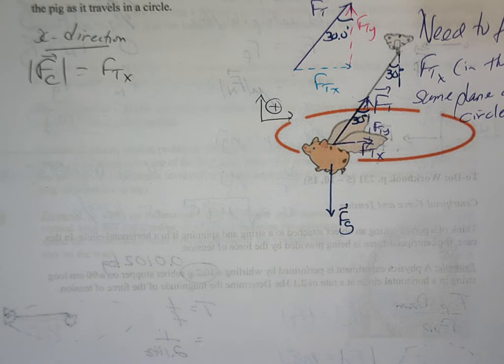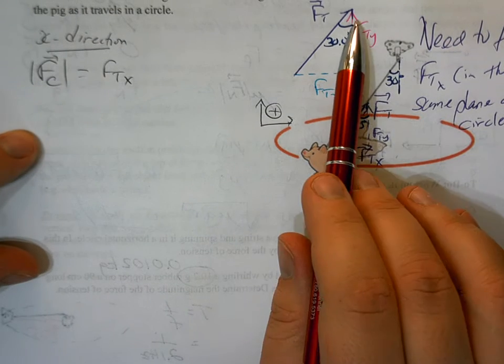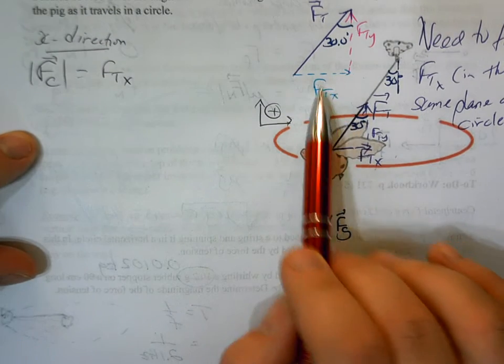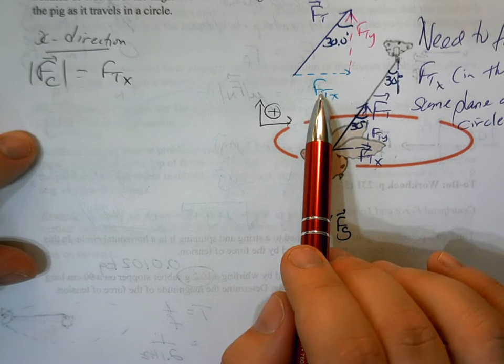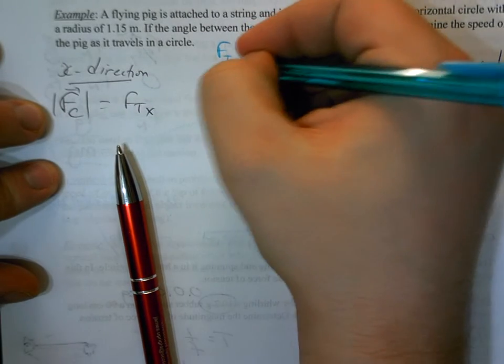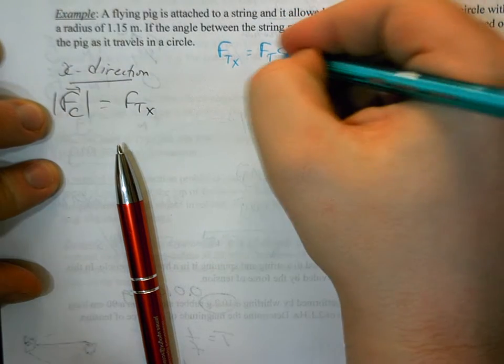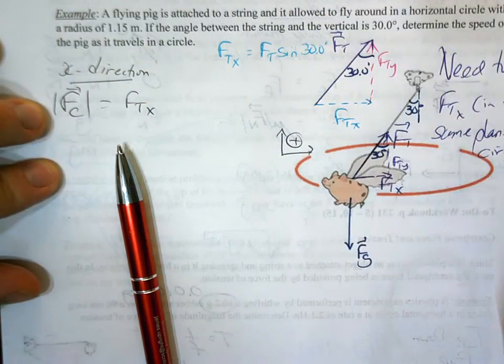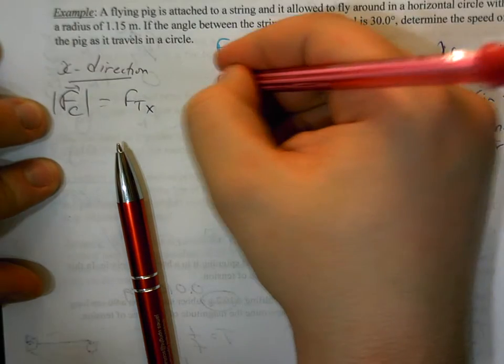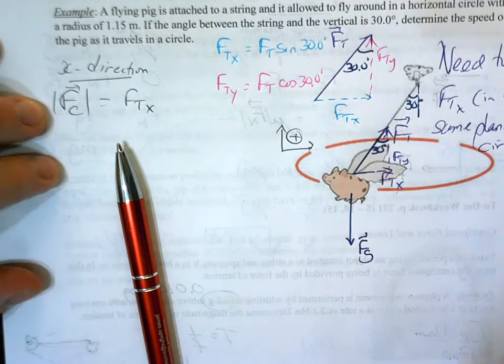That's great. Now, I need to find a way to get that component. Let's see what we can do. Well, if I look at my diagram here, I know that the tension in the x direction is going to be opposite to that 30-degree angle. What that's telling me from my diagram is that the x component of tension is going to be Ft times sine of 30. And then conversely, the tension in my y direction is going to be Ft times cos of 30.